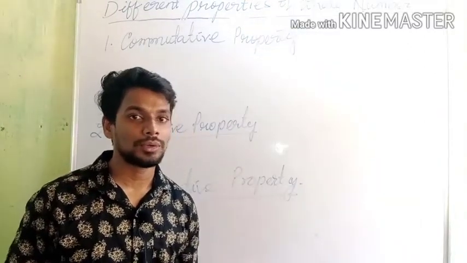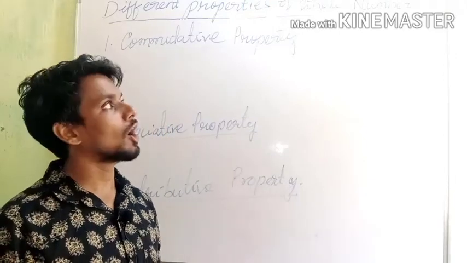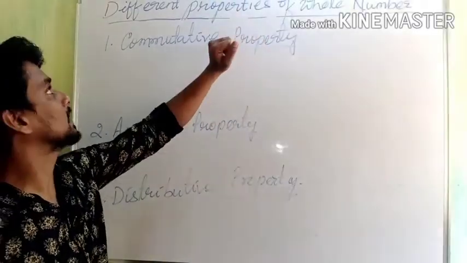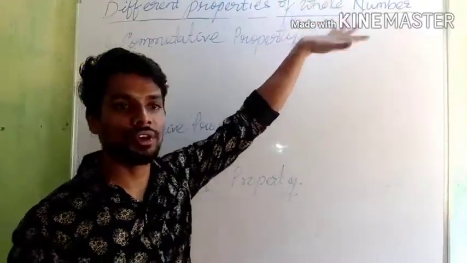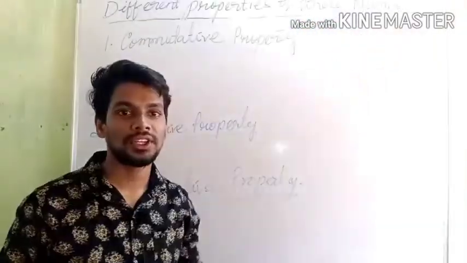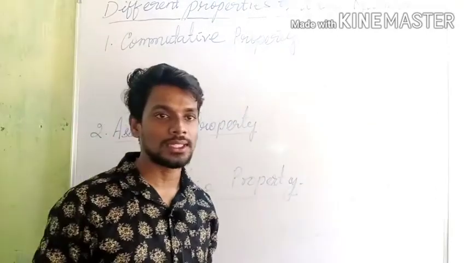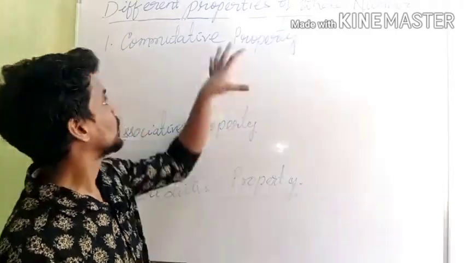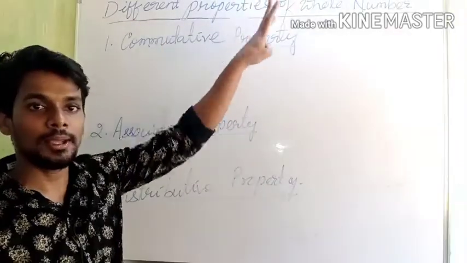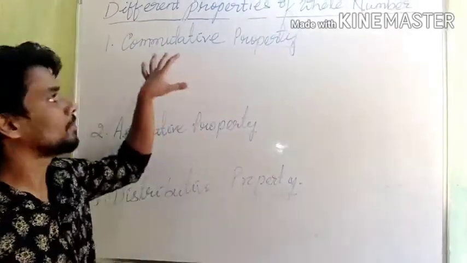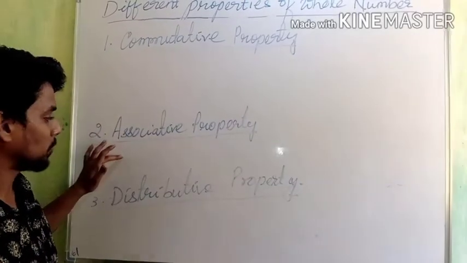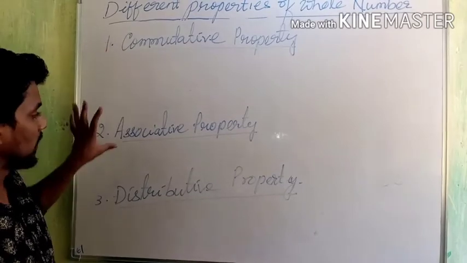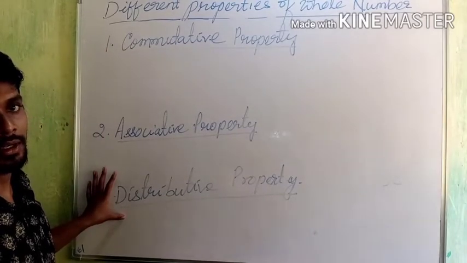Today I will be teaching you the next exercise of whole numbers, which is 2.2. Here today we will discuss the different properties of whole numbers. There are various operations which we do with whole numbers, and to solve those operations we use some properties. There are three main properties: commutative property, associative property and distributive property.